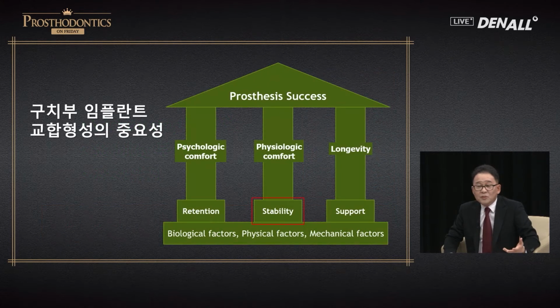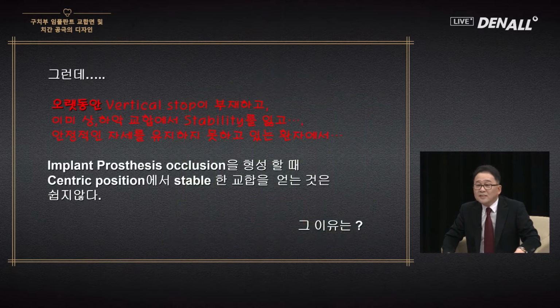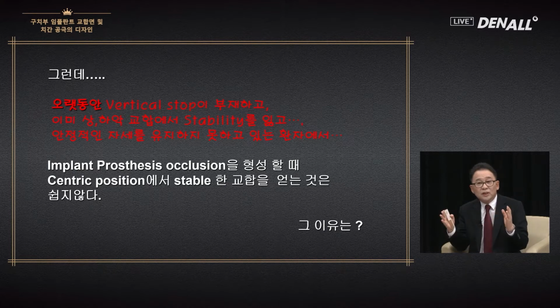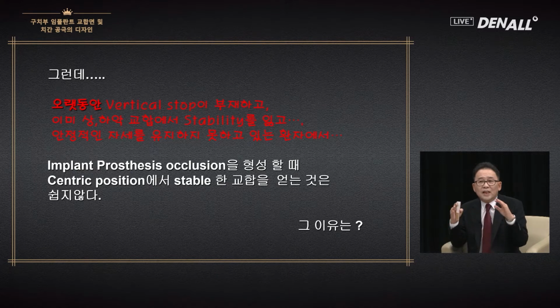In the fixed prosthesis, the role of the prosthesis in the posterior region is to provide stability, to maintain comfortable postures, and to maintain interjaw relations. But if a vertical stop has been lacking for a long time, interjaw occlusion is not stable, and stable postures cannot be maintained in a patient, then obtaining a stable centric position is very challenging when creating implant prosthesis occlusion, especially when implants are mixed with natural teeth.